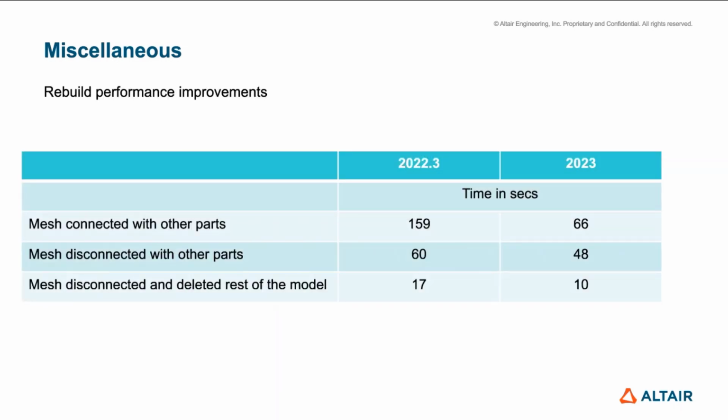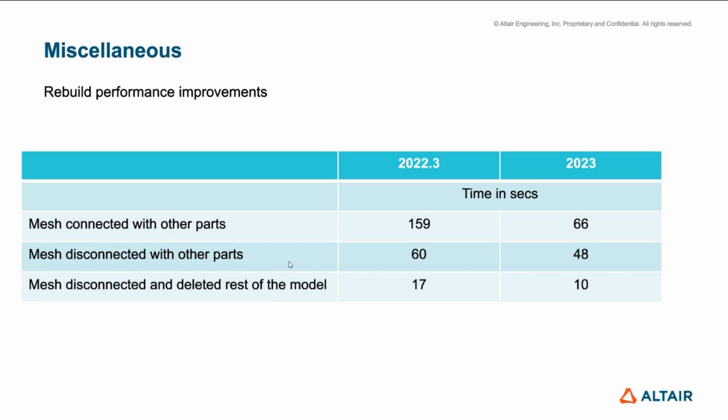We have also enhanced the performance for rebuild, especially for cases where there is a large assembly and I am doing a rebuild on a smaller portion. That was taking more time. Especially here, there is a case where the mesh is connected with the other part, which belongs to the larger assembly. But I am just doing a rebuild on a single part, and it used to take 59 seconds for this model, which we brought down to about 66 seconds.